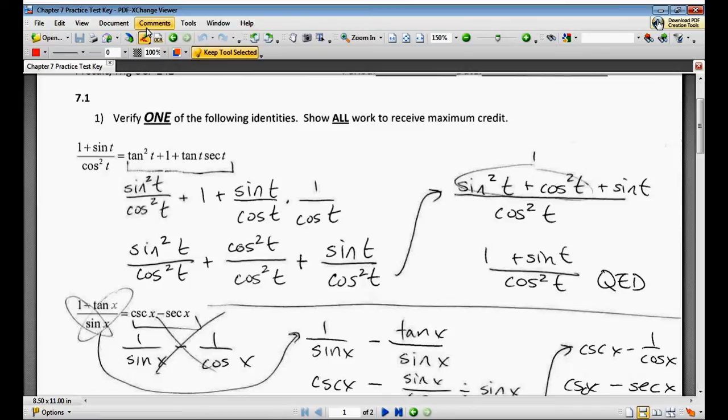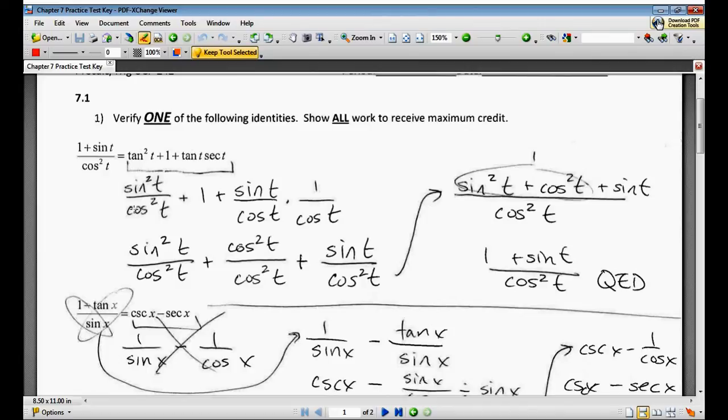Remember, the first rule is always pick the more complicated side. I see one little fraction here on the left. I see a lot of different terms over here on the right. So I'm going to pick the right. Once I do that, the second way to do this quickly is to turn everything into sine and cosine.